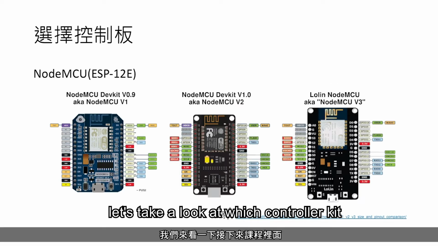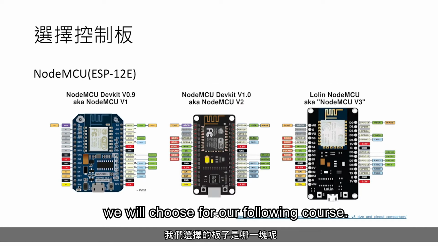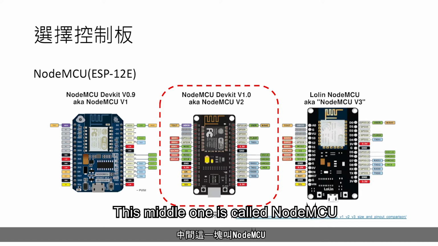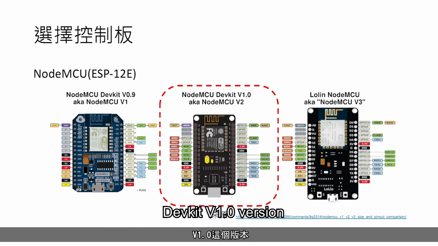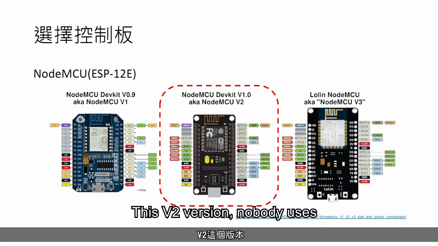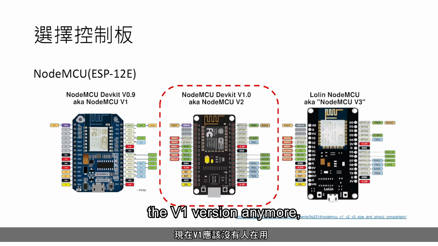Okay, let's take a look at which controller kit we will choose for our following course. The kit that we choose will be this one. This middle one is called Node MCU, the V1 version. The Node MCU kit has 3 types in total. We will be using the V2 version. Nobody uses the V1 version anymore, which is a little older.